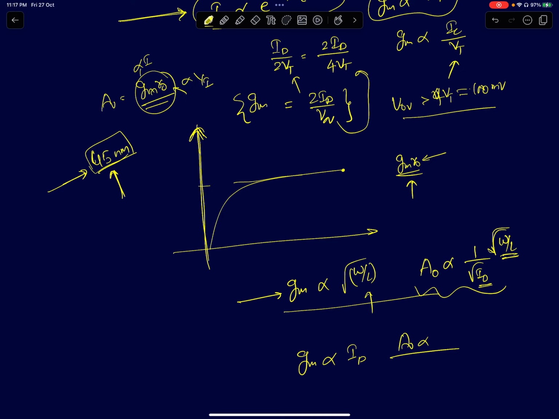So you end up getting better intrinsic gains. Then usually there will also be some second order effects. The MOS VT will also change with channel length. So you will see a combination of effects, but I gave you a rough idea. This is something you have to keep in mind.